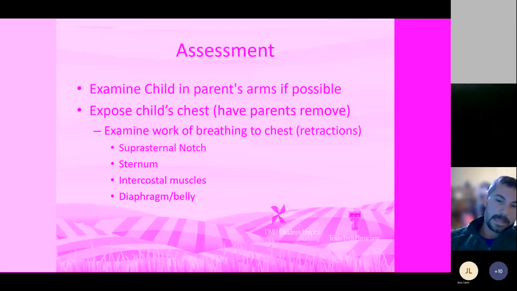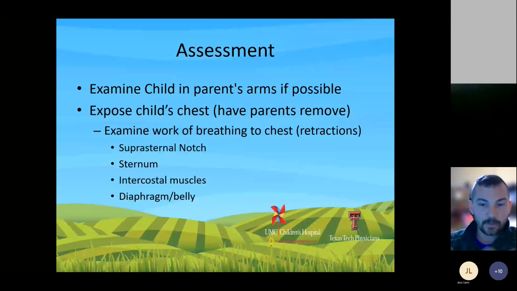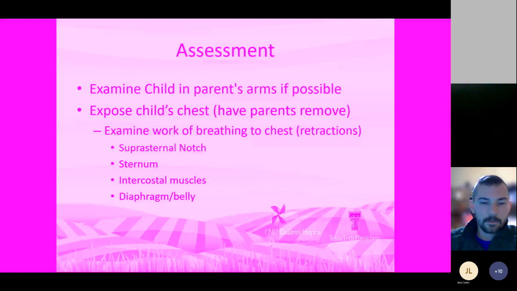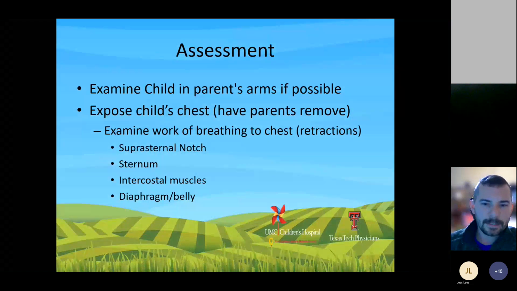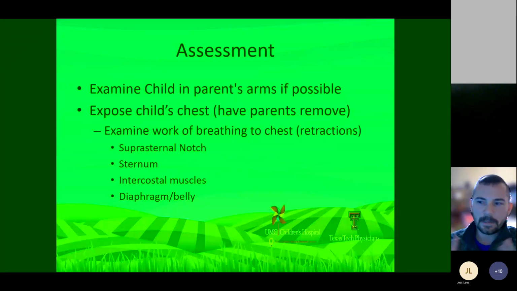The sternum: looking at that chest, is the sternum really sucking in and moving back and forth? How much movement does it have? The intercostal muscles: that's why it's very key and important to always remove clothing, pull up the shirt, or take that onesie off. Whatever you can do to examine the child. You will get a completely healthy looking infant in a car seat every time until you take that clothing off and look at the child. And then you realize, oh my gosh, we're so far behind, we need help.